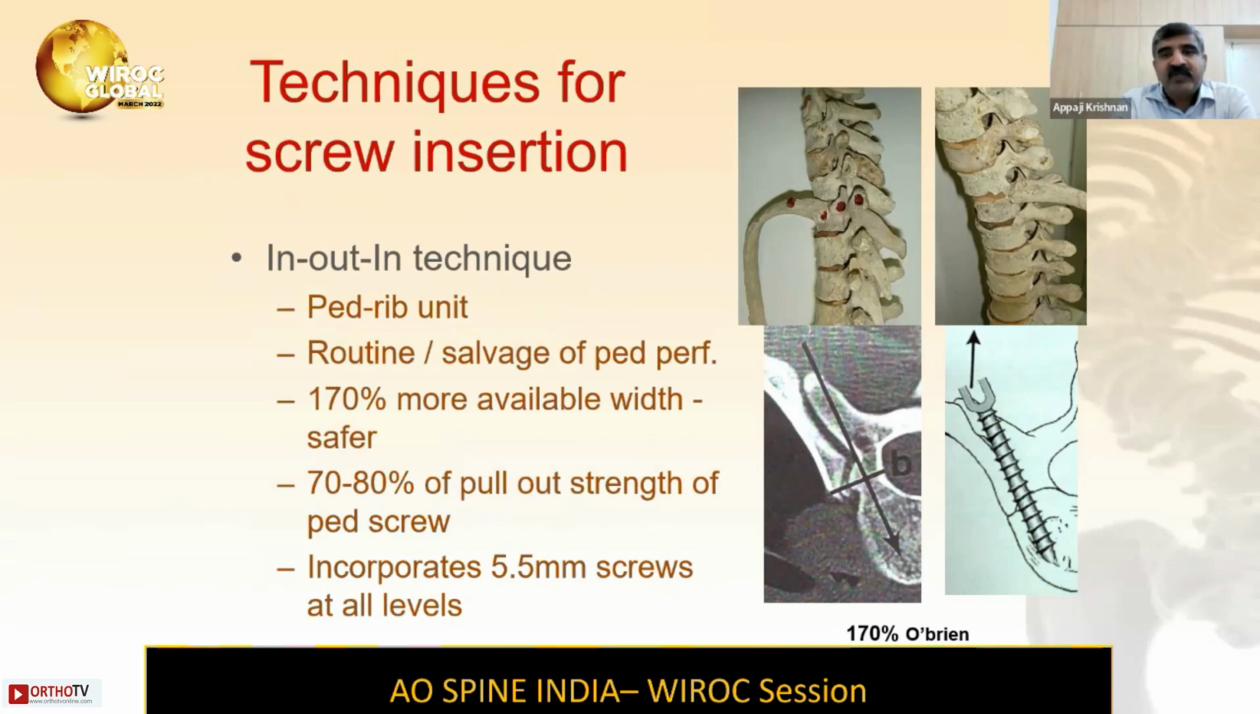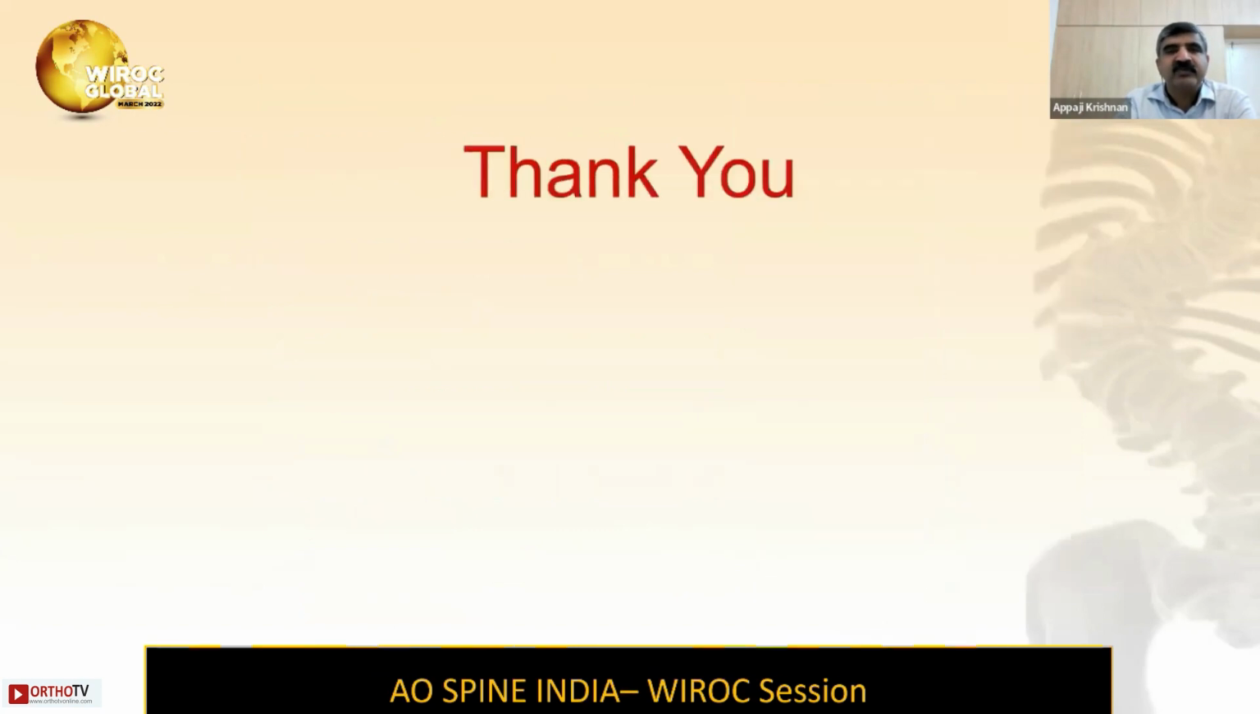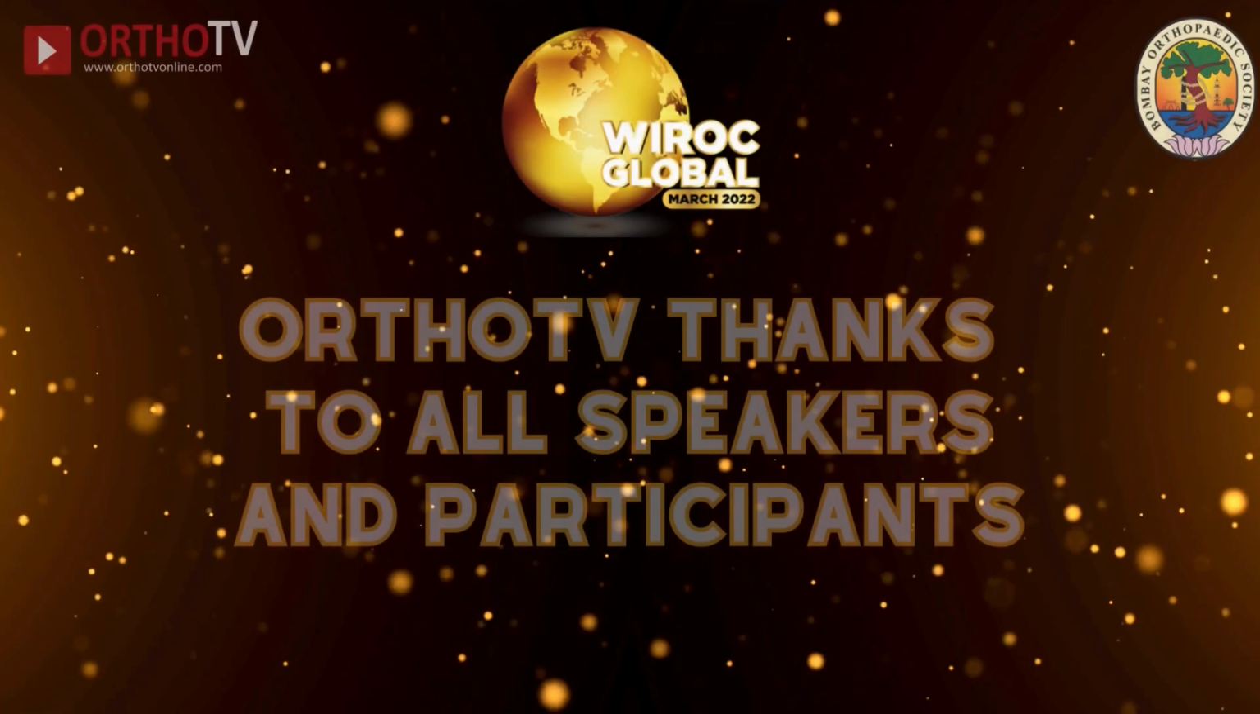Another commonly used technique is the in-out-in technique, where we use the pedicle and the rib as a single unit. So the screw goes into the transverse process, enters the lateral wall of the pedicle. It goes in between the rib and the pedicle as seen here. And then usually there is a wider distance. If the pedicle is quite narrow, you have a wider width available now. So you can, and the screw actually has around 80% of the pull out strength of a pedicle screw. So you can easily put in a 5.5, sometimes even a 6.5 screw. Thank you.